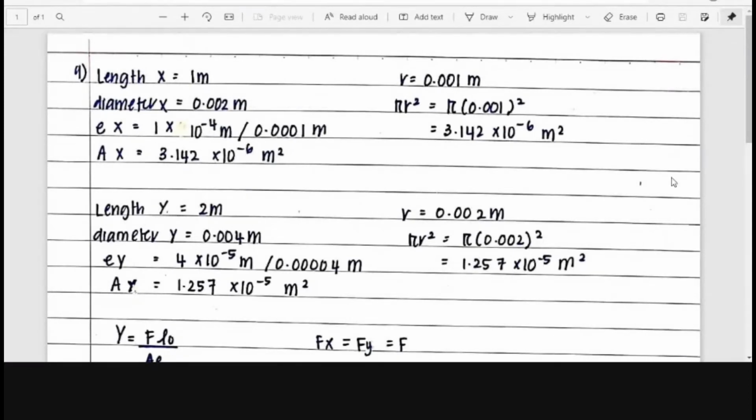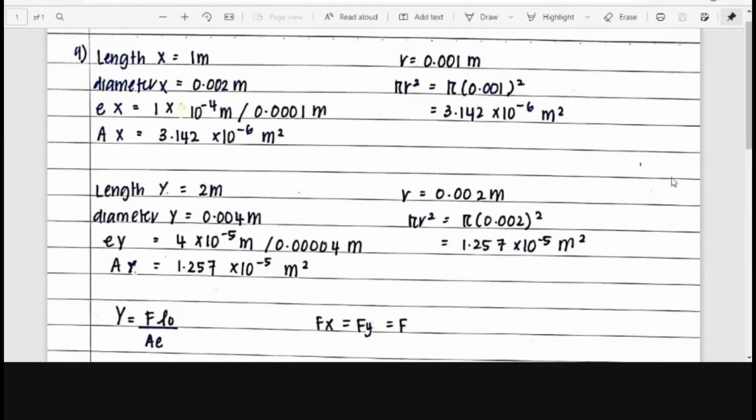Nice. A wire X has length 100 cm and diameter 2.0 mm. A wire Y has length 200 cm and diameter 4 mm. Forces of same magnitude pull both wires and the extensions of X and Y produce are 0.1 mm and 0.04 mm respectively. Determine the ratio of the Young's modulus for wire X to that for wire Y.